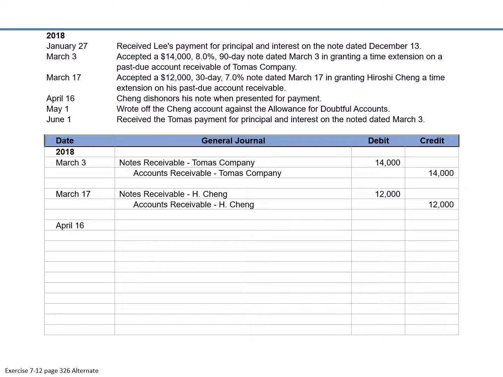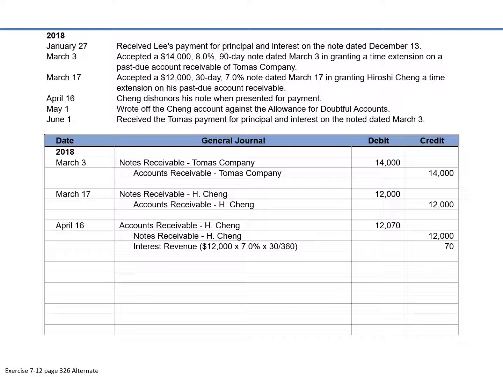Then on April 16th, Ching dishonors the note when it was presented for payment. So we're going to have to put that account receivable back, but we put it back at the principal plus the interest that's accrued. So the $12,000 note is going to be reduced. We do that with a credit. We record the interest, $12,000 times 7% times 30 divided by 360. So we're going to put an account receivable back on the books for $12,070.